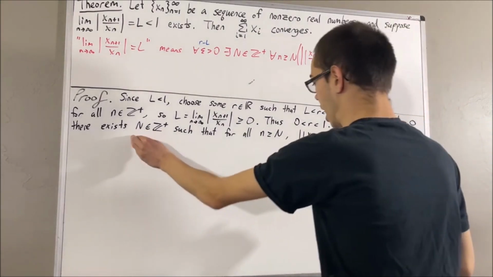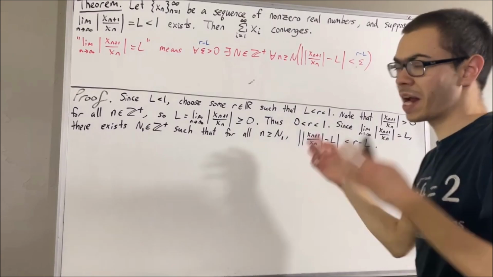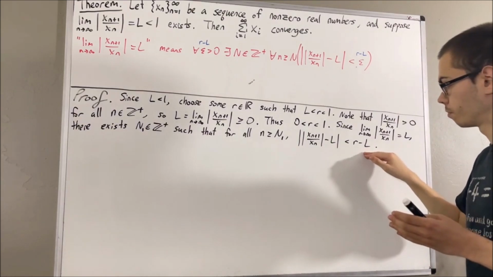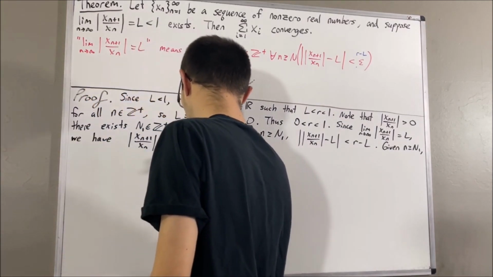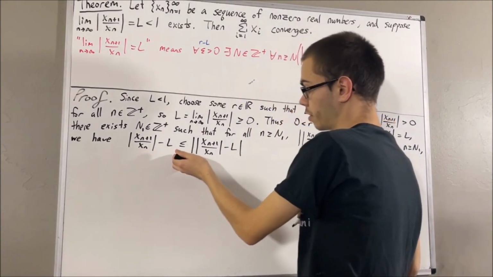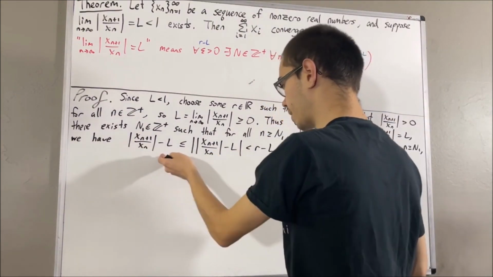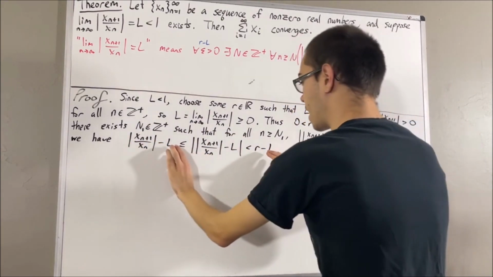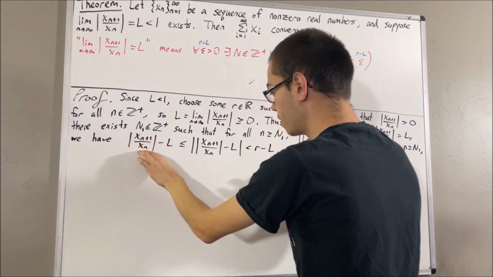And I can call capital N whatever I like, so I'm going to call it capital N1. So notice, if we give ourselves any integer n greater than or equal to capital N1, we know that this inequality is true. But also, clearly, this inequality is true because every real number is less than or equal to its absolute value, and we know that this guy is less than R minus L. So this guy is strictly less than R minus L. So if we take this strict inequality and add L on both sides, the L's will go away. And we have that absolute value of xn plus 1 over xn is less than R.